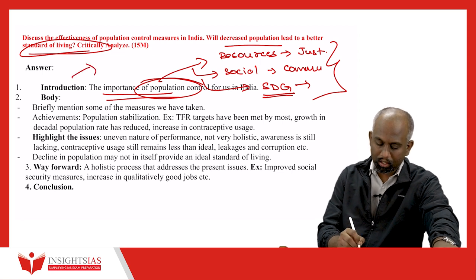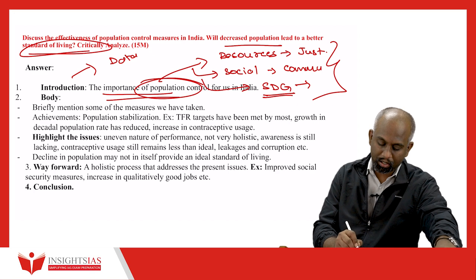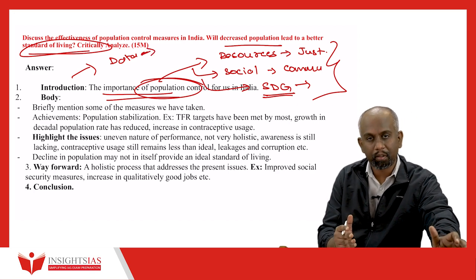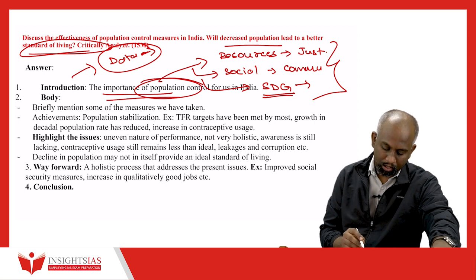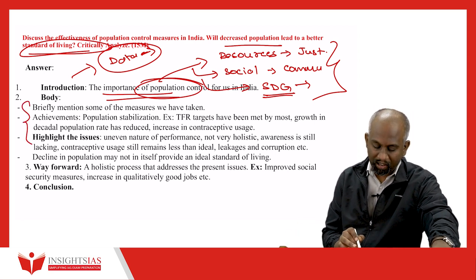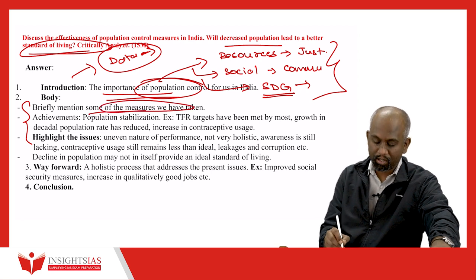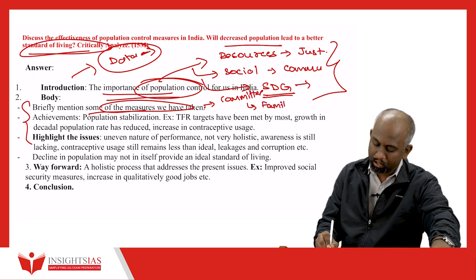Just don't go with that data approach where you talk that India has 17% of global population and 4%. Everyone does that. If you want to go for this, that is also fine. No issues, right? What is it that we need to talk about in the body of your answer? First, briefly mention some of the measures that we have taken. We have set up various committees, all right? These committees have spoken about family planning measures. And in terms of this, we have gone with sterilization efforts as well.